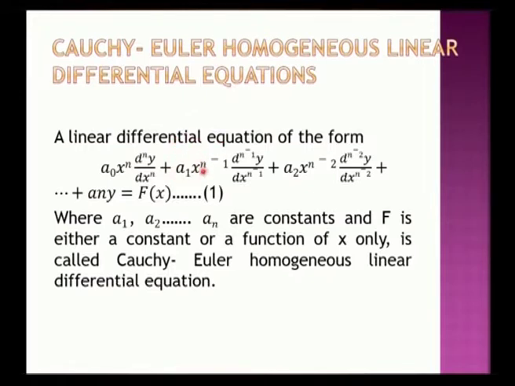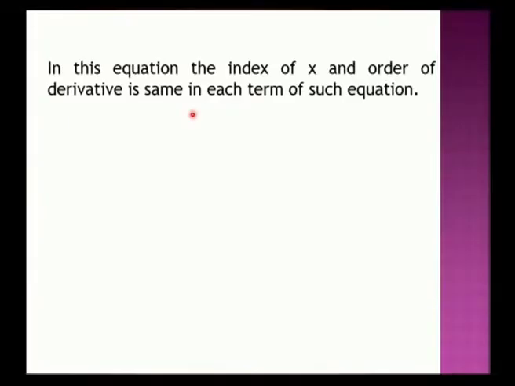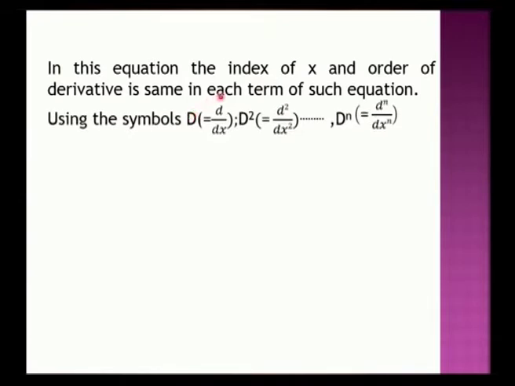Now, what we are going to do is reduce this Cauchy-Euler homogeneous linear differential equation to one with constant coefficients. To do so, we are going to substitute some variable, and that is reduced further. We will get the required linear homogeneous equation with constant coefficients. In that Cauchy-Euler equation, the index of x and the order of derivative are the same in each term of such an equation. That is the thing about this Cauchy-Euler homogeneous linear differential equation.